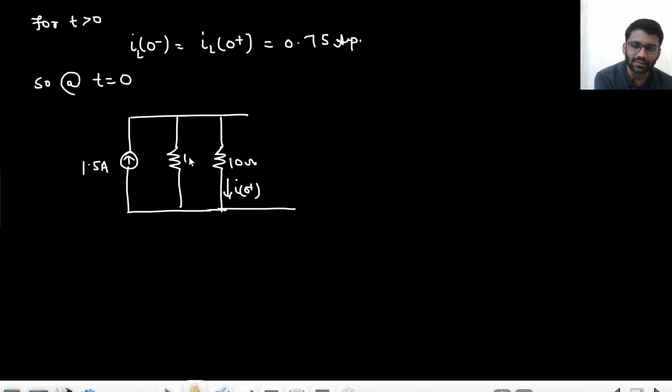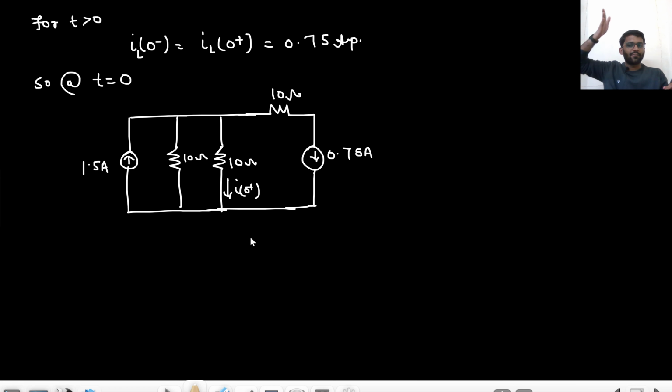This is I of 0 plus. This is 10 ohm resistance, and here I have a 10 ohm resistance and an initial current of 0.75 ampere, right? And this is 10 ohm resistance. So from here I have 1.5 ampere, here I have 0.75 ampere. So what will be this I of 0 plus? Solve it on your own.